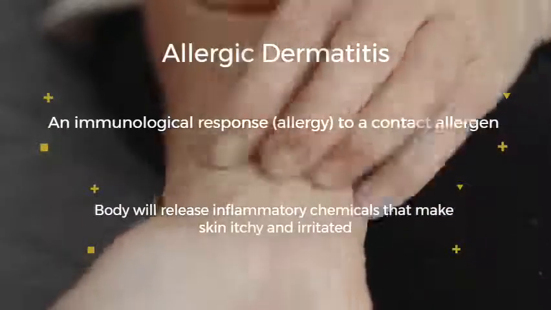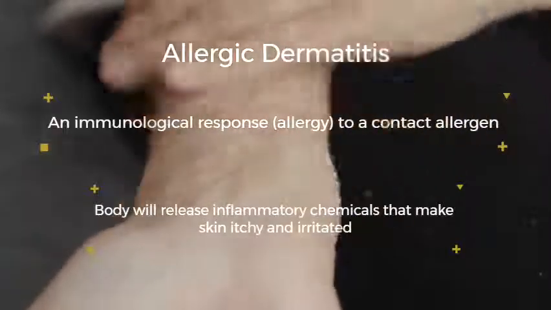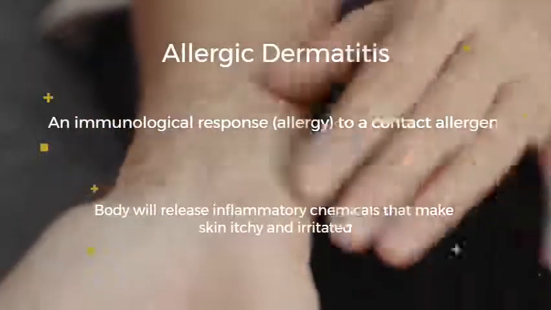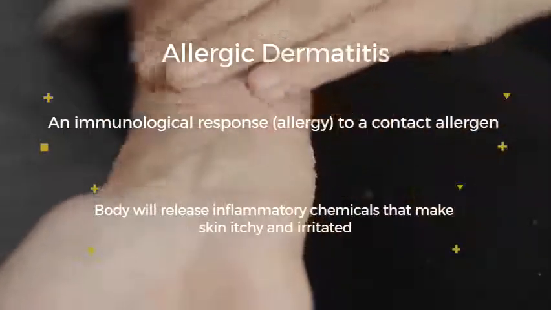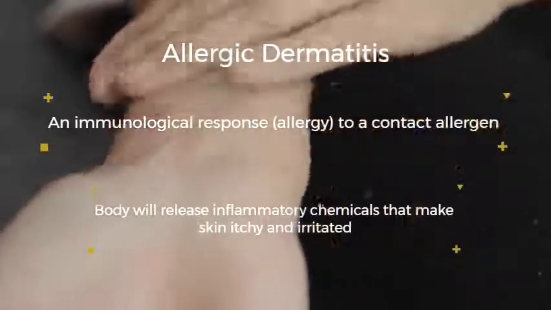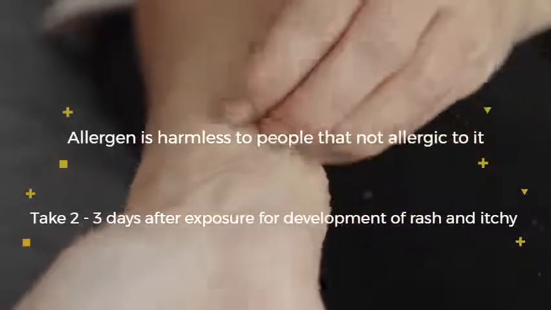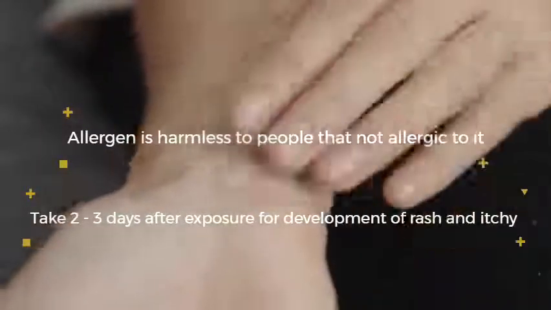Allergic dermatitis. It is an immunological response to a contact allergen. The body will release inflammatory chemicals that make the skin feel itchy and irritated. However, the allergen is harmless to people who are not allergic to it. It will take 2 to 3 days after exposure for the rash and itching to develop.